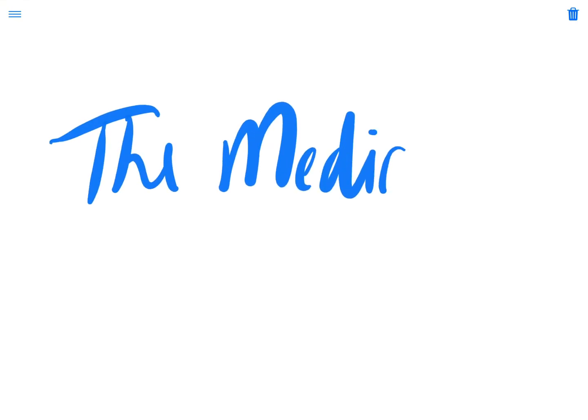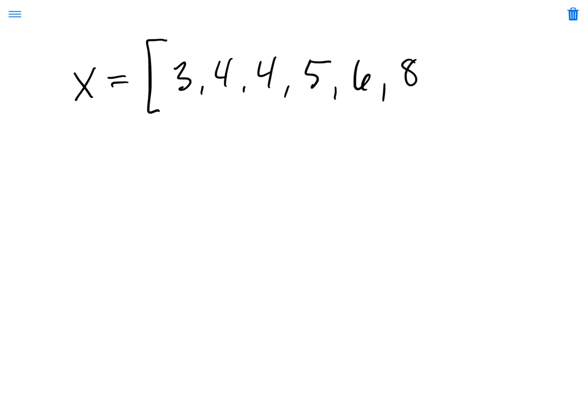Let's learn about the median. Or let's find the median of these numbers. We'll keep it simple. Let's say 3, 4, 4, 5, 6, 8, and 9. Okay, so in this case we have an n of 7.